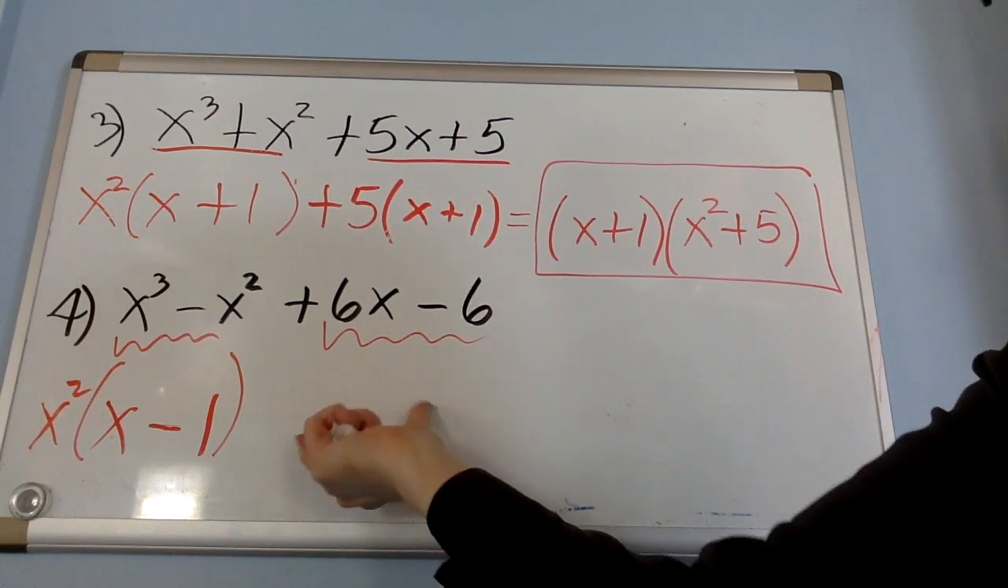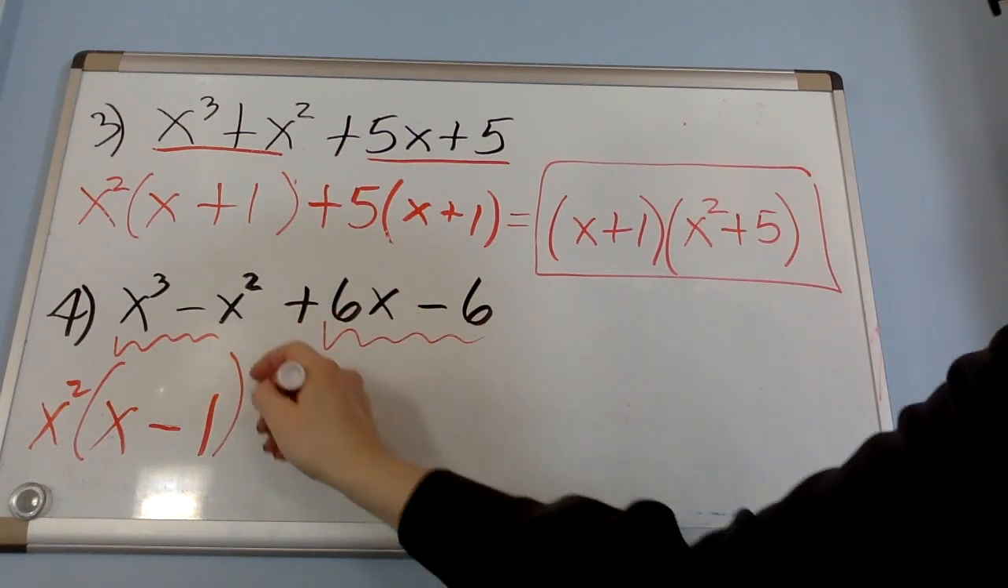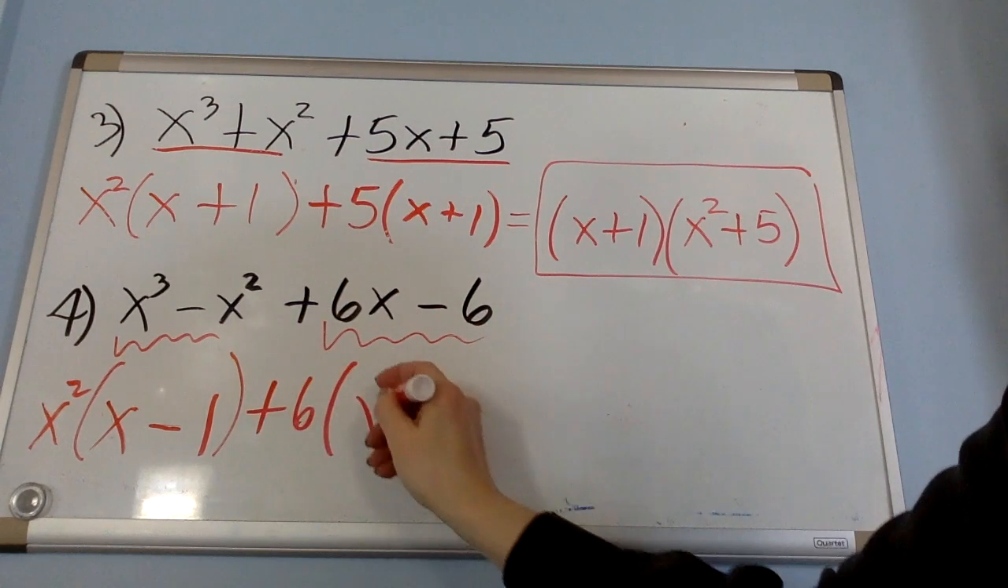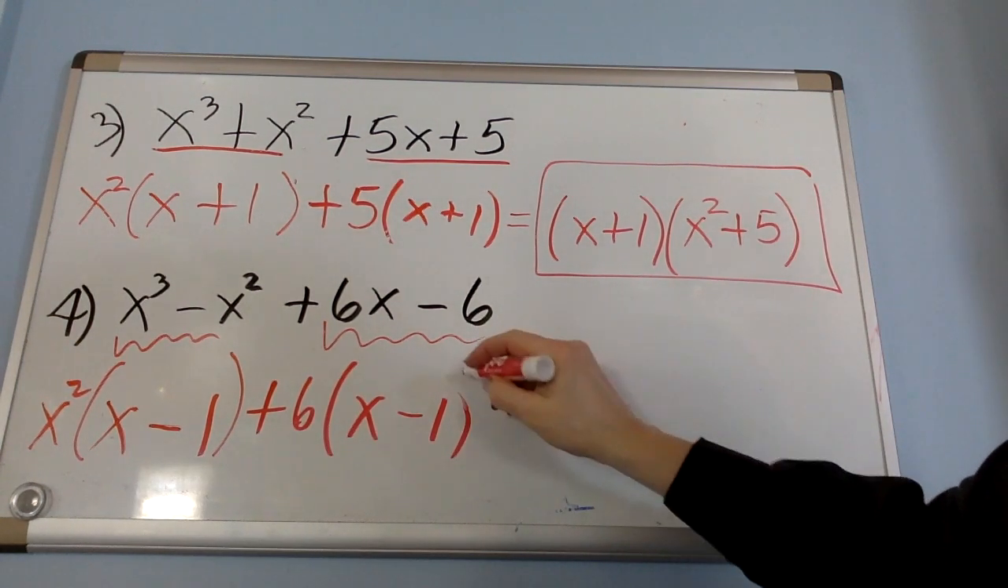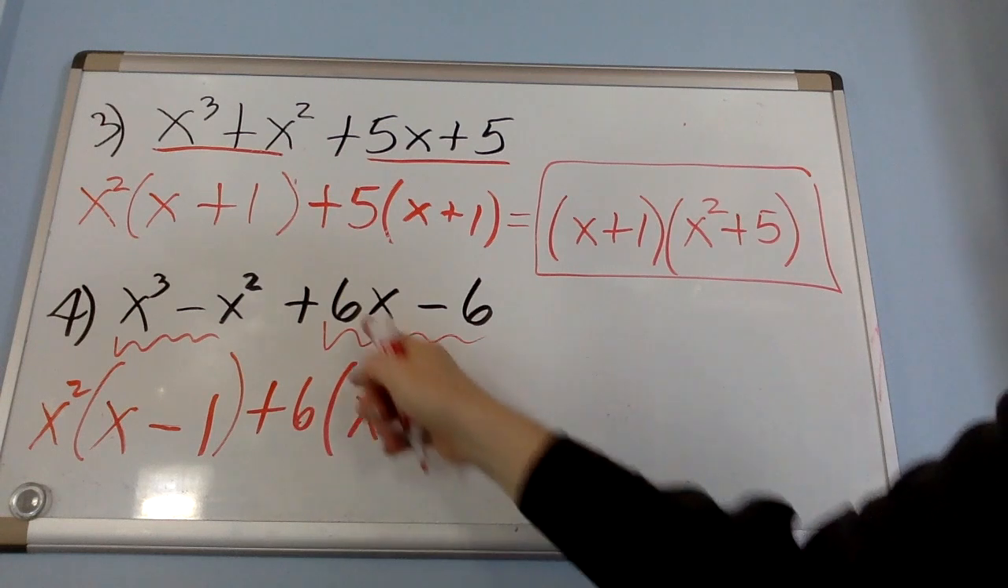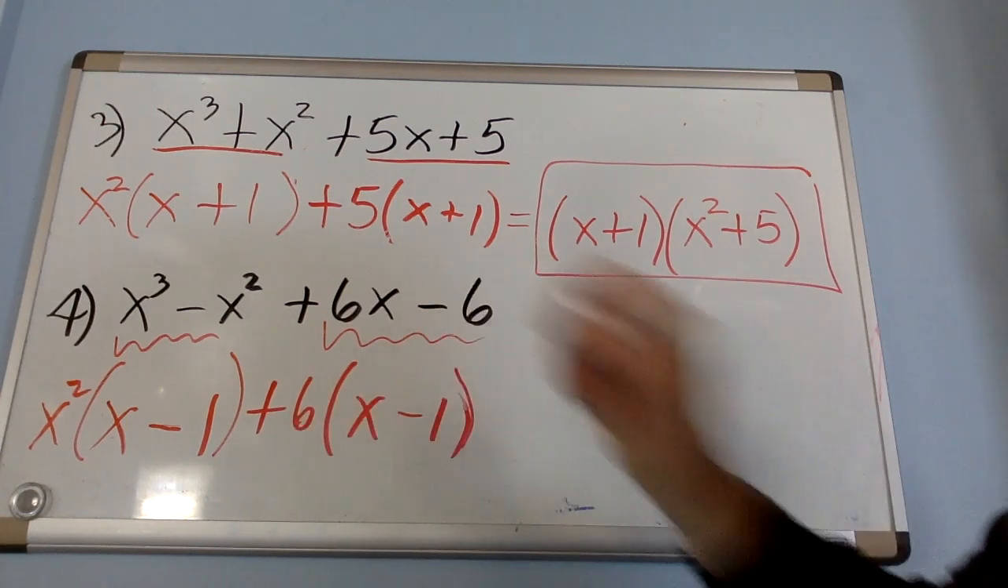So I should have the same thing over here, x minus 1, but I can see my common factor here is going to be a positive 6. Let's see, I'm going to just put that common factor down because I know that's what it should be. And just check. 6 times x, does that give me 6x? Yes. Positive 6 times negative 1, does it give me negative 6?